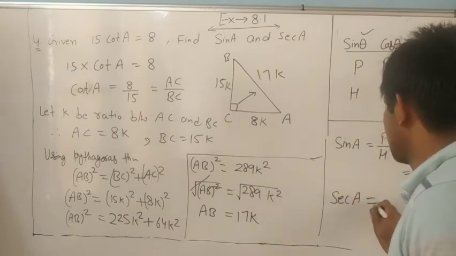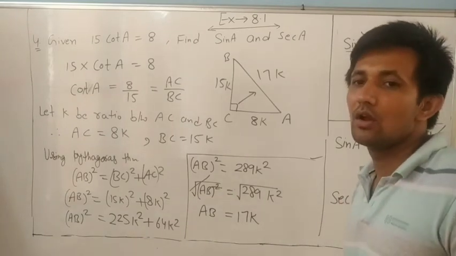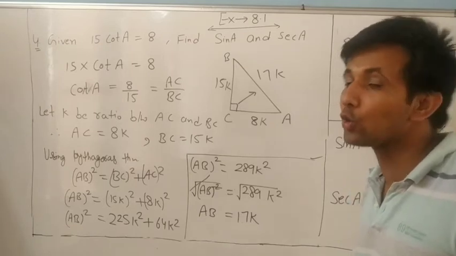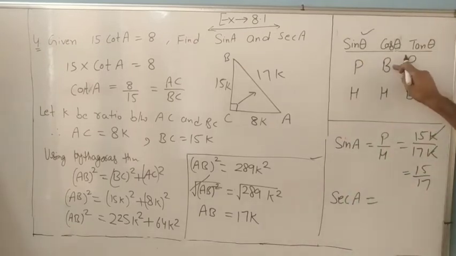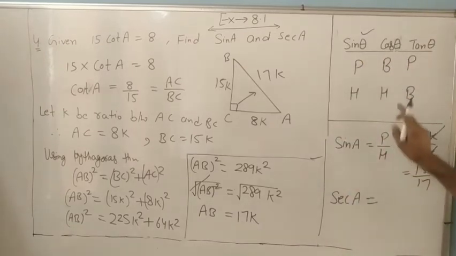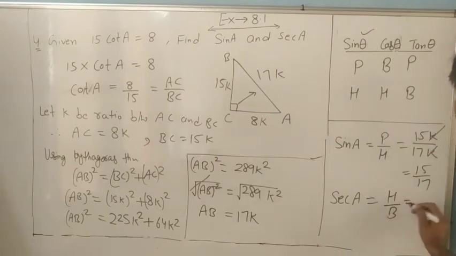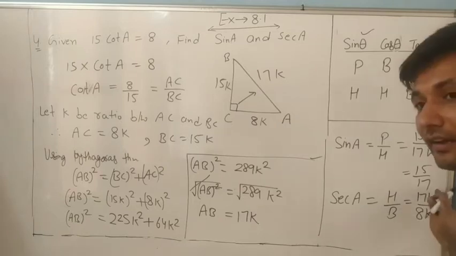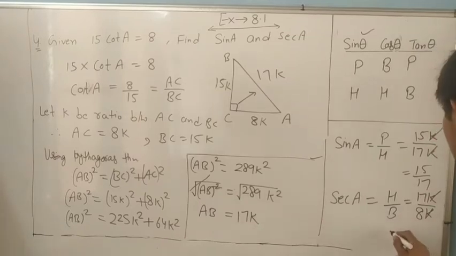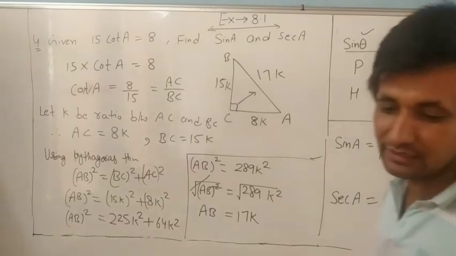Same as it is, sec A. Sec is the opposite of cos. So cos is base divided by hypotenuse. So sec is hypotenuse divided by base. What is hypotenuse? 17k divided by 8k. Again k cancels k. The common ratio is cancelled. So what remains? 17 divided by 8. Understand here? Same as it is.